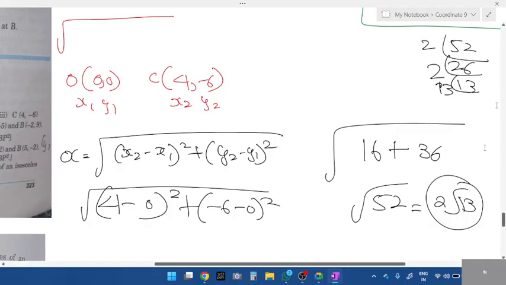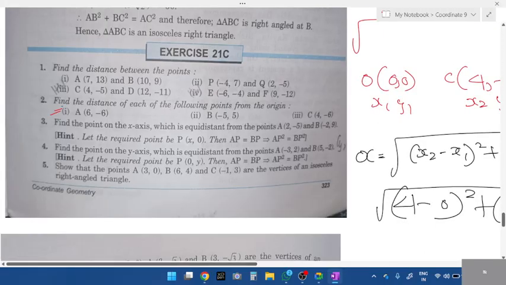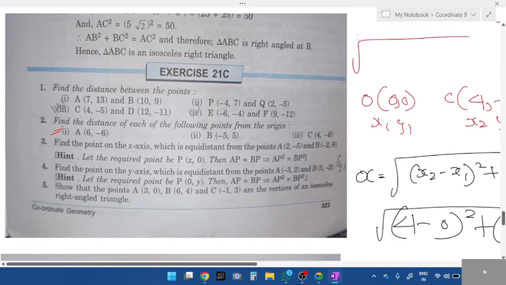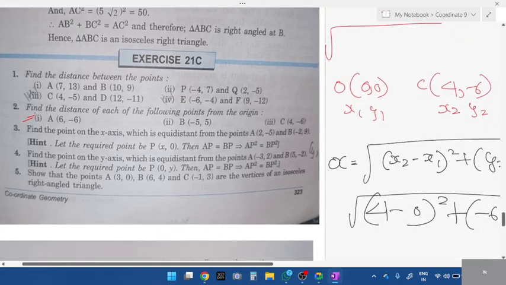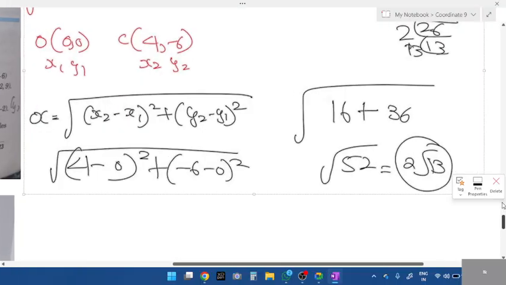Okay, just these two. If the origin is given, 0 comma 0, in the first one both the points were given, students. Both the points. So same concept. Use the same concept, you'll get the answer. First one, yesterday I solved one question.